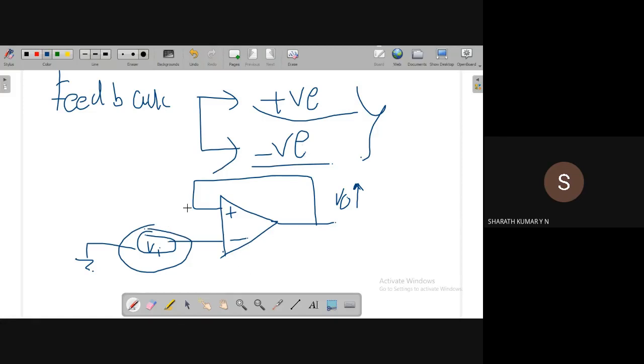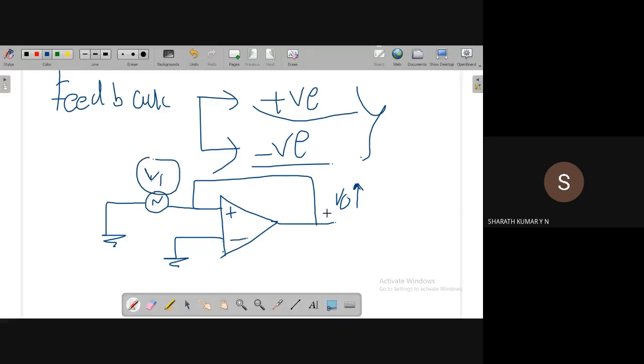For example, let us slightly modify the circuit, because I need to discuss phase shift also. Let us say the inverting input terminal is grounded, and the non-inverting input terminal is given the input Vi. We are applying the input voltage as Vi, and the output voltage is V naught.